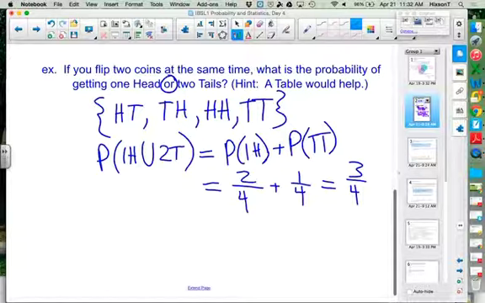Notice these are mutually exclusive. So I don't need to try to think of what is the probability of this and this, because it's 0.